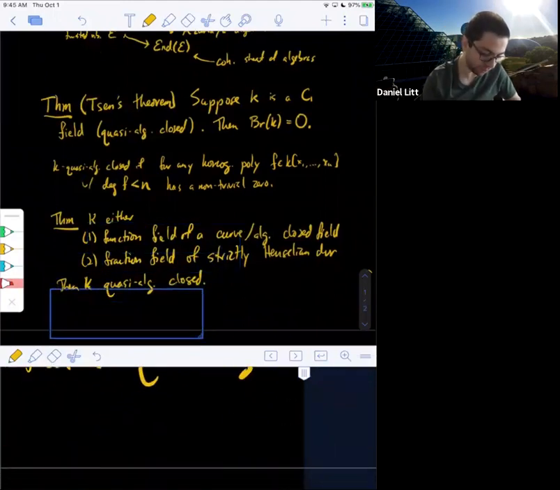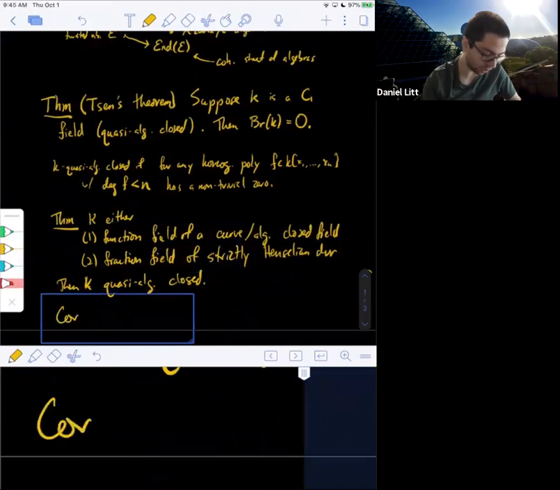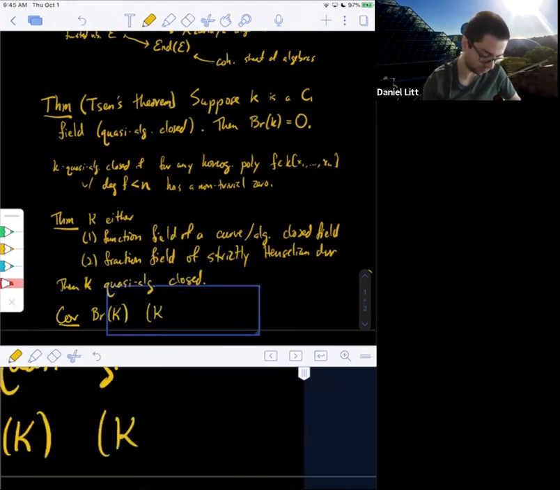Then the corollary of this is going to be that the Brauer group of K, with K as above, is trivial.